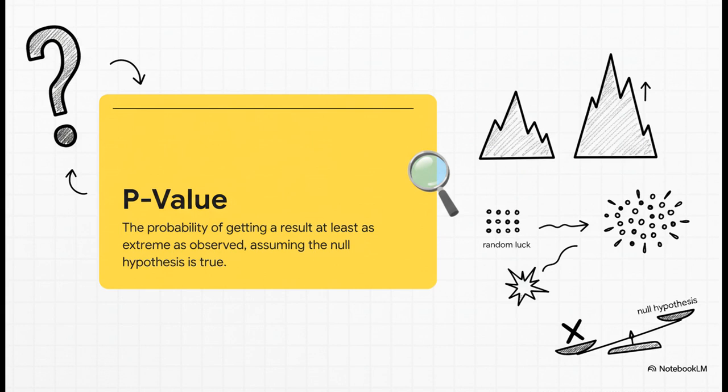If the null hypothesis were totally true, if the real average burn rate was 50, what are the odds that we'd get a result as wild as the one we just saw just by pure random chance? So a tiny p-value means our result was super surprising, which makes us really start to doubt that null hypothesis.